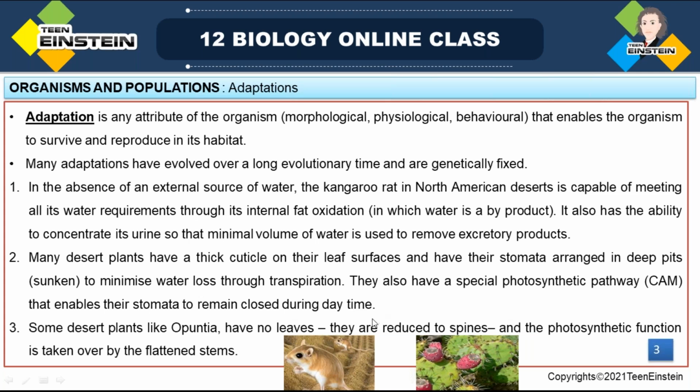Here we have learned two examples: kangaroo rat, and then xerophytes, especially Opuntia, which doesn't have leaves. The leaves are reduced into spines to reduce the surface area, and the photosynthetic function is taken over by the green flattened stem.